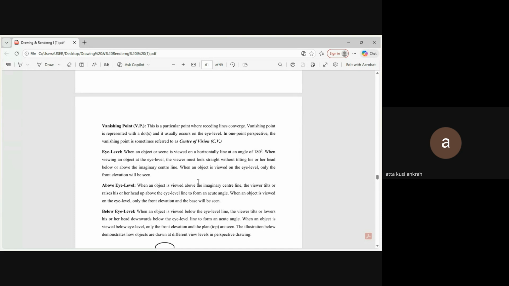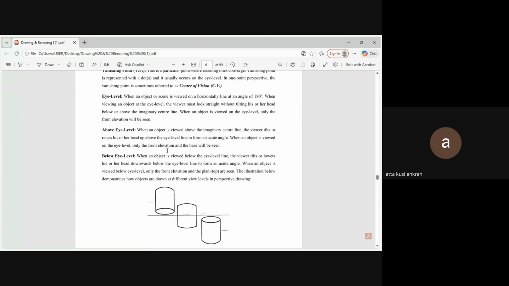Now let's look at the next one, which is above eye level. When an object is viewed above the imaginary center line, the viewer raises his or her head up above the eye level line on an acute angle. So above means a little higher. You look at the object from above. When an object is viewed on the eye level, only the front elevation and the base will be seen.